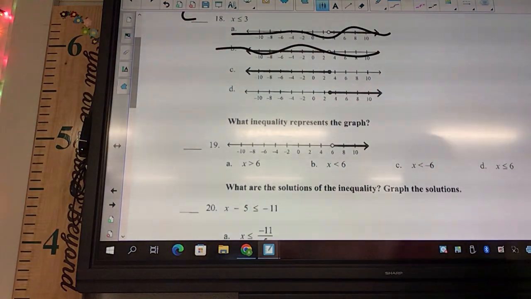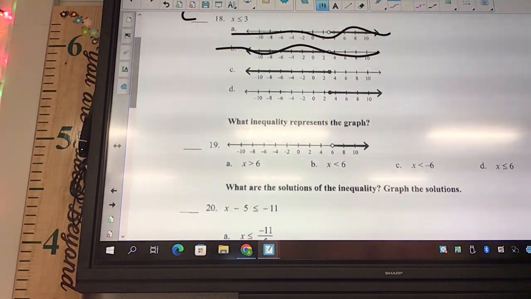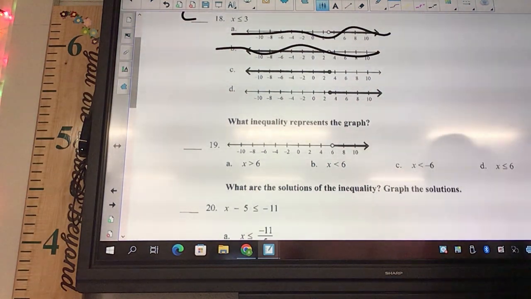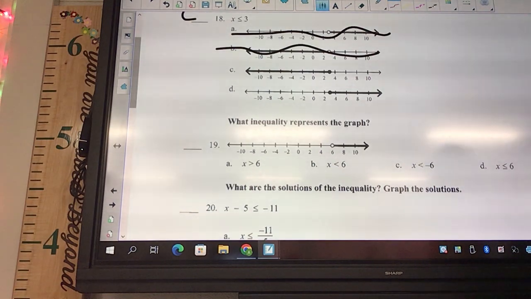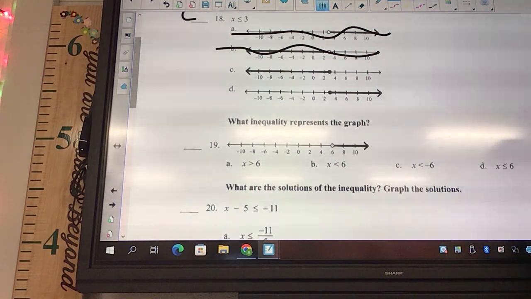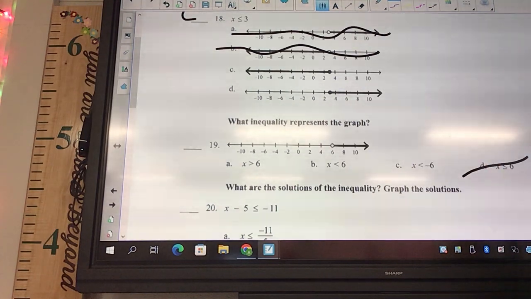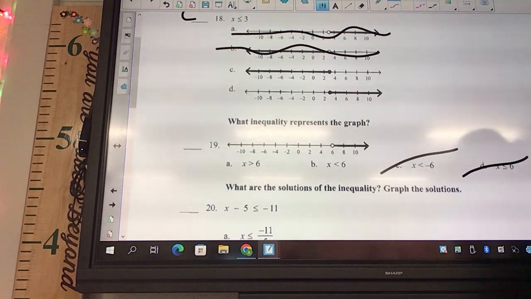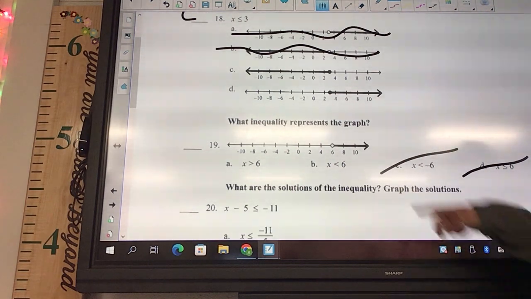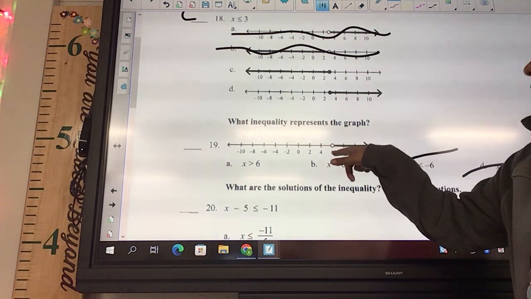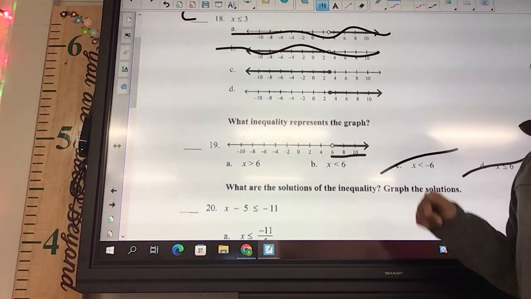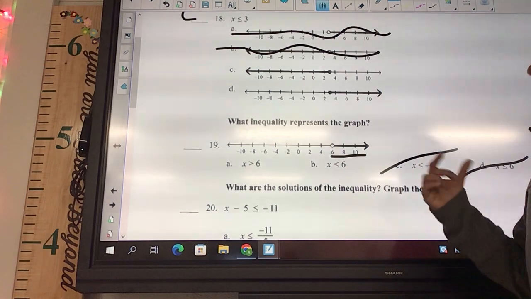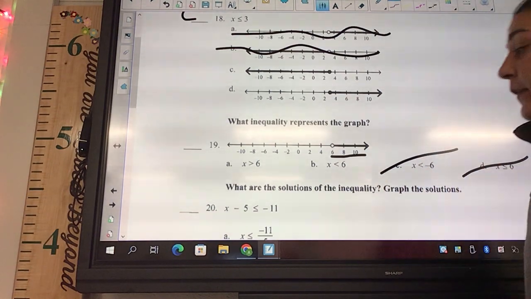Okay, 19. They want to know which inequality represents the graph. Okay, so is this open or closed? Open. So what can you eliminate? D. Also, what is the number on? 6. So what else can I eliminate? C. Okay, now you at least got a 50-50 shot. What does this say? X is greater than 6. It's going to be greater. So which one is that? A.